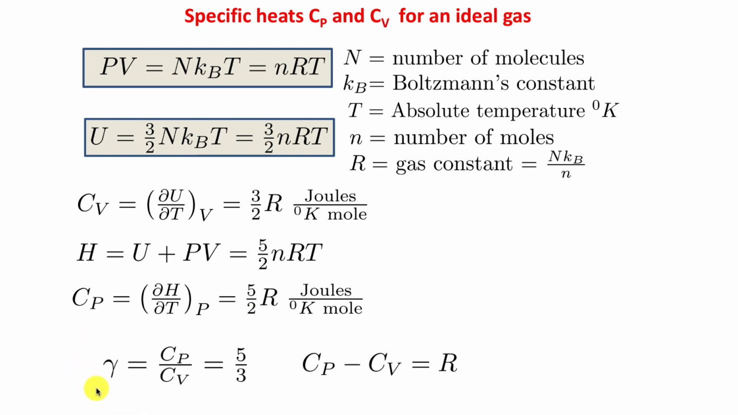We can take gamma, which is the ratio of Cp to Cv. It's 5 over 3. And this is a number that's going to come useful to us when we talk about thermodynamic engines. Take the difference between Cp and Cv. Well, obviously, it's 5 over 2 R minus 3 over 2 R. And so that gives you the gas constant R, defined above here.